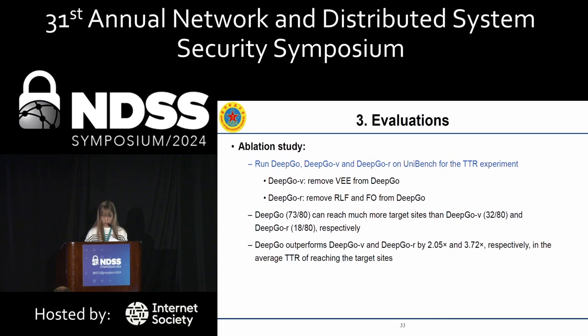To demonstrate that the optimizations of DeepGo can enhance directed fuzzing, we remove VE from DeepGo to form DeepGo-V, and remove RF and FO from DeepGo to form DeepGo-R. Then we run DeepGo-R and DeepGo-V on UniBench for the TTR experiments and compare their TTRs. According to the TTR results, DeepGo can reach more target sites than DeepGo-V and DeepGo-R. Moreover, DeepGo outperforms DeepGo-V and DeepGo-R in the mean TTR. These results demonstrate that the VE, RLF, and FO components have significant impacts on reducing TTR.